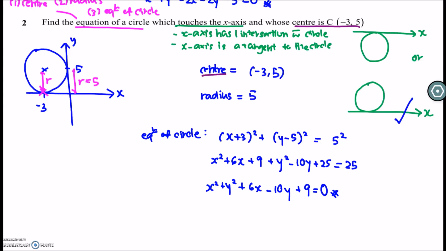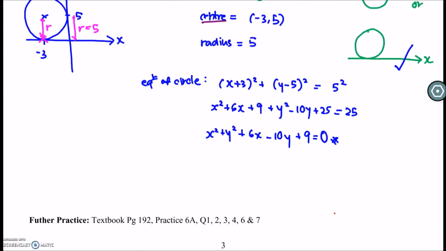So the new concept that we learned in question 2 is that when it touches the x-axis, it means the x-axis is a tangent to the circle. Which means that it could be a horizontal line above the circle or a horizontal line below the circle. Depending on the center of the circle, we can determine whether it's case 1 or case 2. So likewise, if we translate the concept where the circle touches the y-axis, it means that there is a vertical line touching the circle either on the left-hand side or the right-hand side.